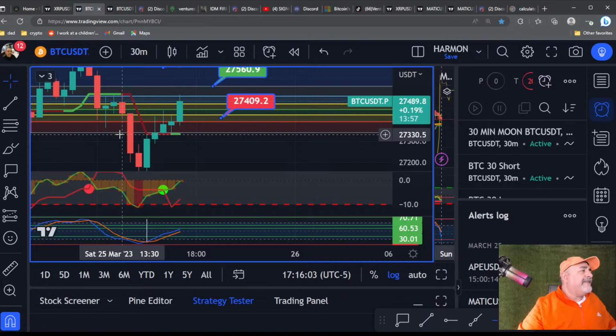So we're waiting on the next candle so we can move our stop loss up even further once the next candle sits on top of the golden pocket. That's what we're waiting for.